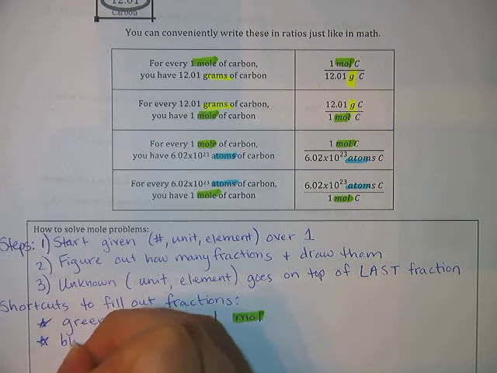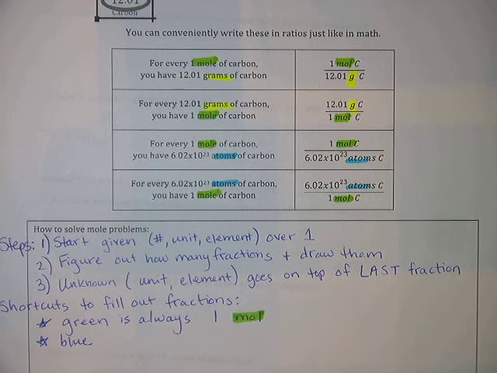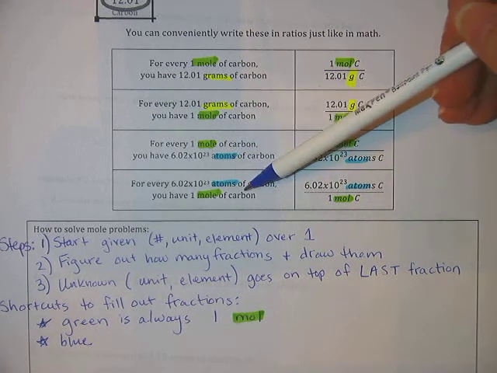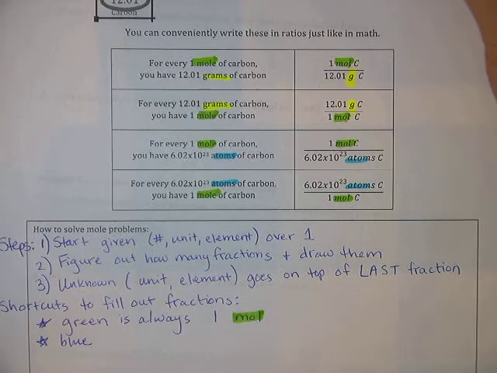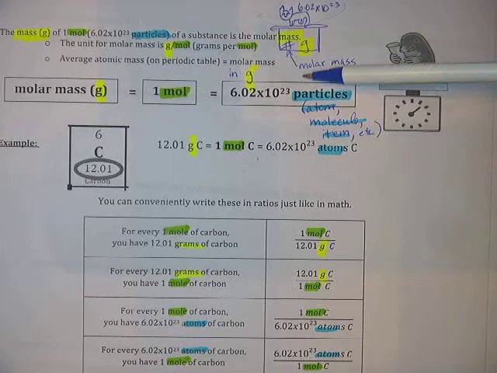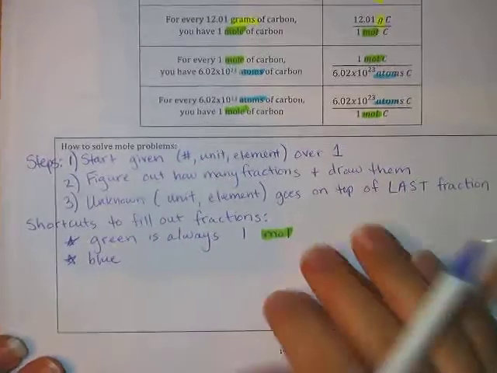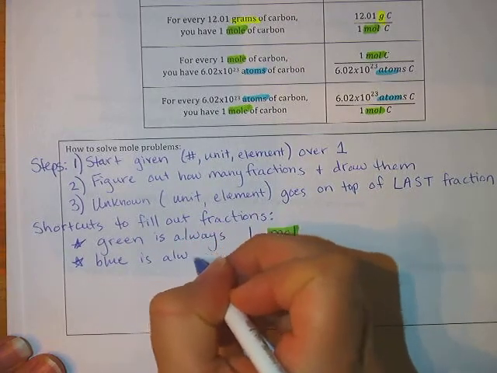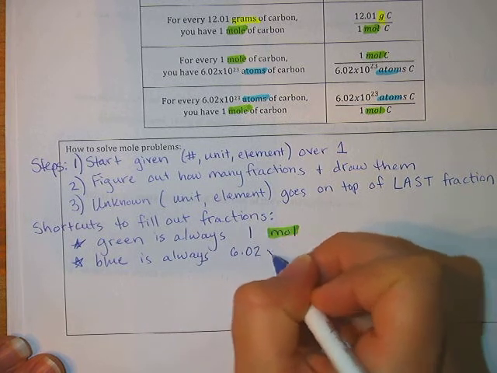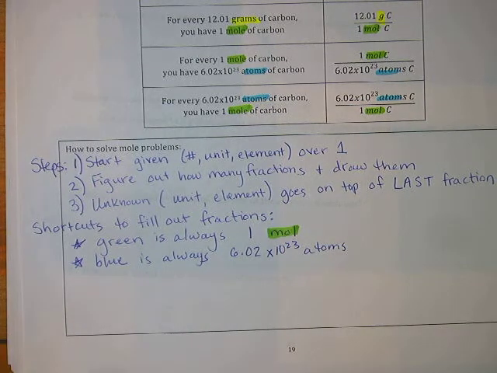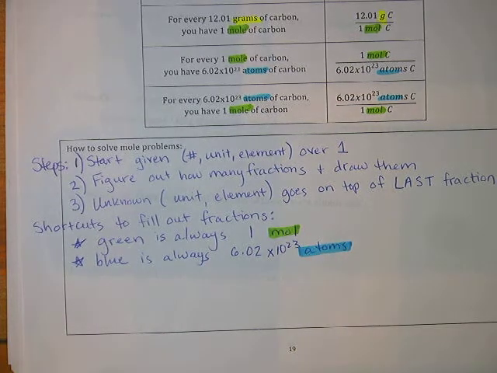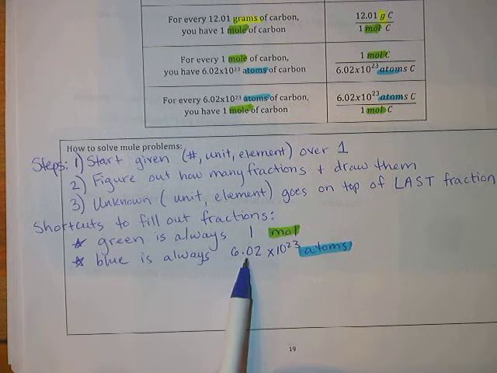Similarly, blue, you should see a little pattern. Next to blue, what number do we have, like, every time next to blue? Even all the way up here next to blue. When it's blue, you use 6.02 times 10 to the 23rd. And in this unit, we're going to stick to atoms. Later on in the year, it can be molecules too, but we're going to stick to atoms here. Blue is always 6.02. It rhymes. When it's blue, use 6.02. It rhymes. That'll help you remember.